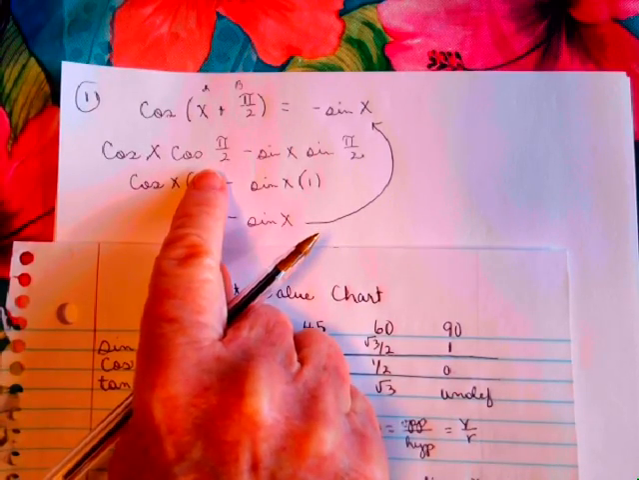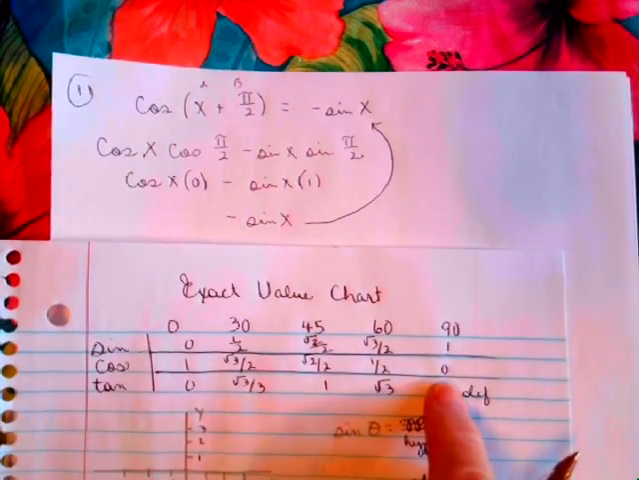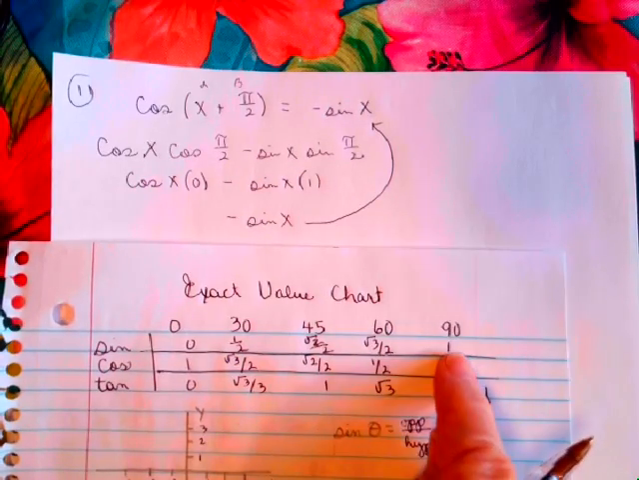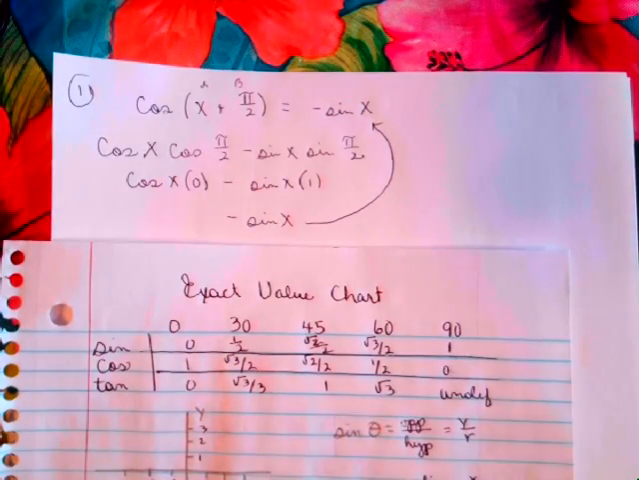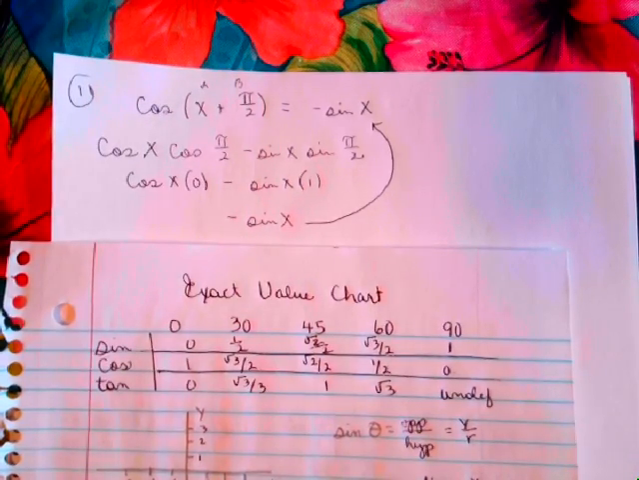Cosine of pi over 2 has a real value because that's like cosine of 90 degrees. It is 0. Sine of pi over 2 is like sine of 90 degrees. It is 1. When we simplify that, we get negative sine of x.